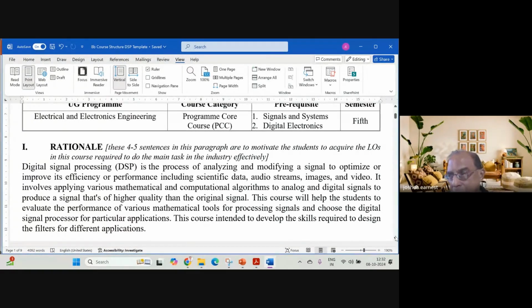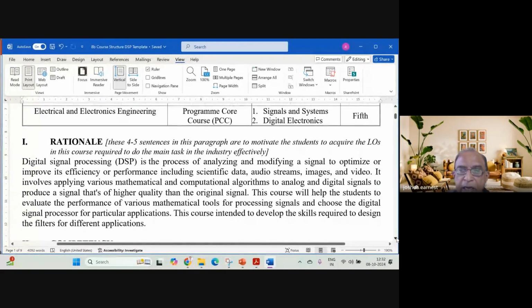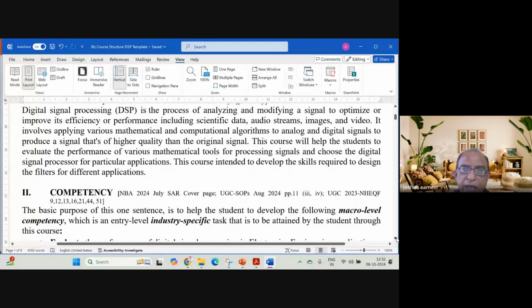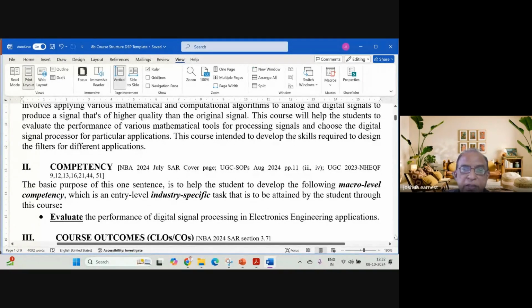Then with that, you come to the competency, which I had already shown you. This is the second part. This is as per NBA 2024, SAR, SOP, all these page numbers also have been given, right? This is all based on NEP 2020 only. That's what we have done. The basic purpose of this is that through this course structure, you are communicating to the student what you want him to do. That means the destination is very, very clearly given to the student. You don't have to go and explain to him.